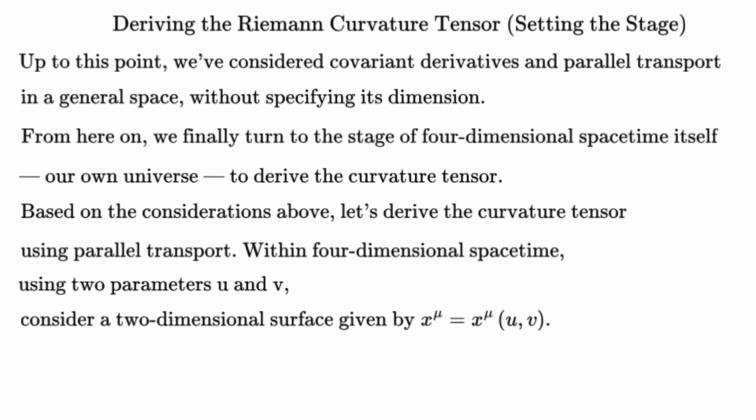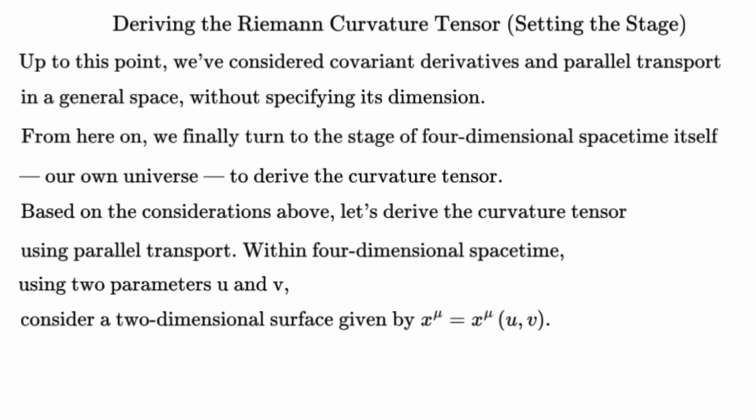Deriving the Riemann curvature tensor, setting the stage. Up to this point, we've considered covariant derivatives and parallel transport in a general space, without specifying its dimension. From here on, we finally turn to the stage of four-dimensional spacetime itself, our own universe, to derive the curvature tensor. Based on the considerations above, let's derive the curvature tensor using parallel transport.